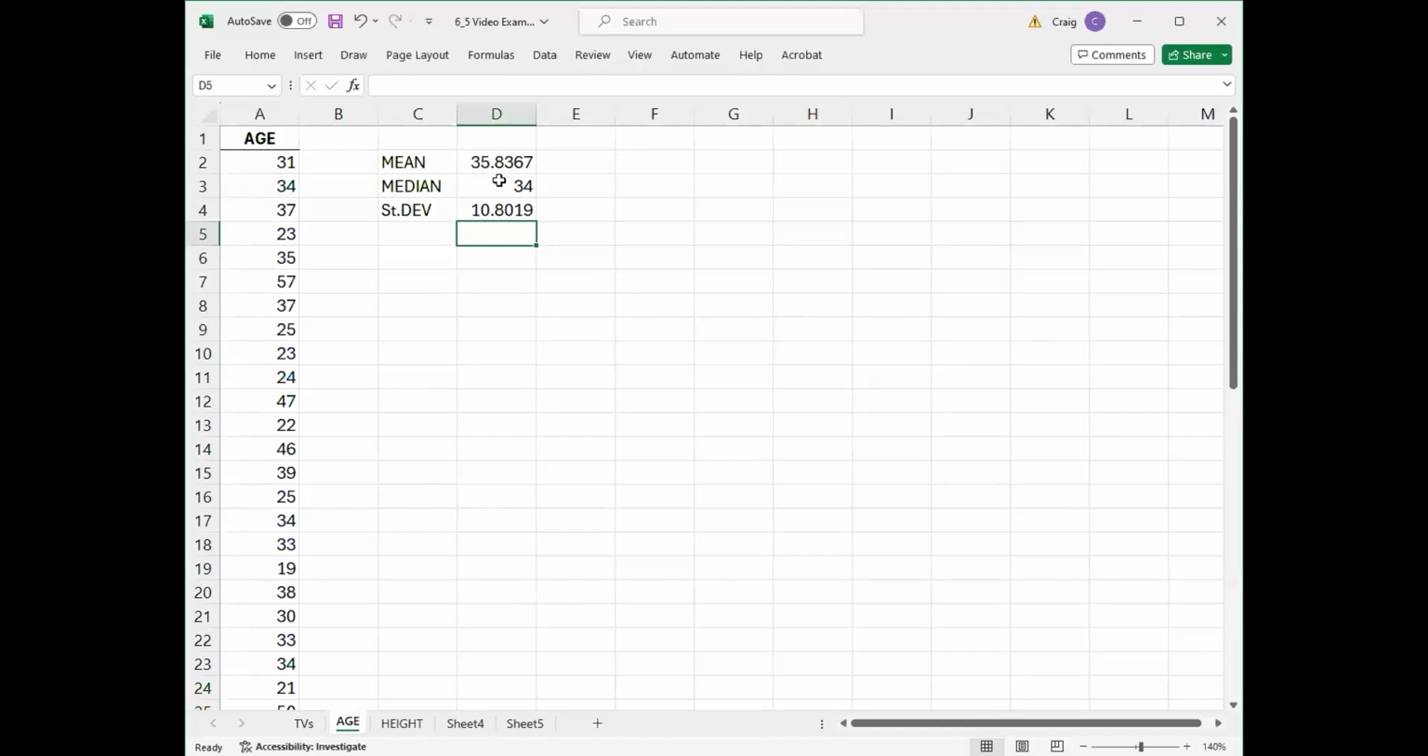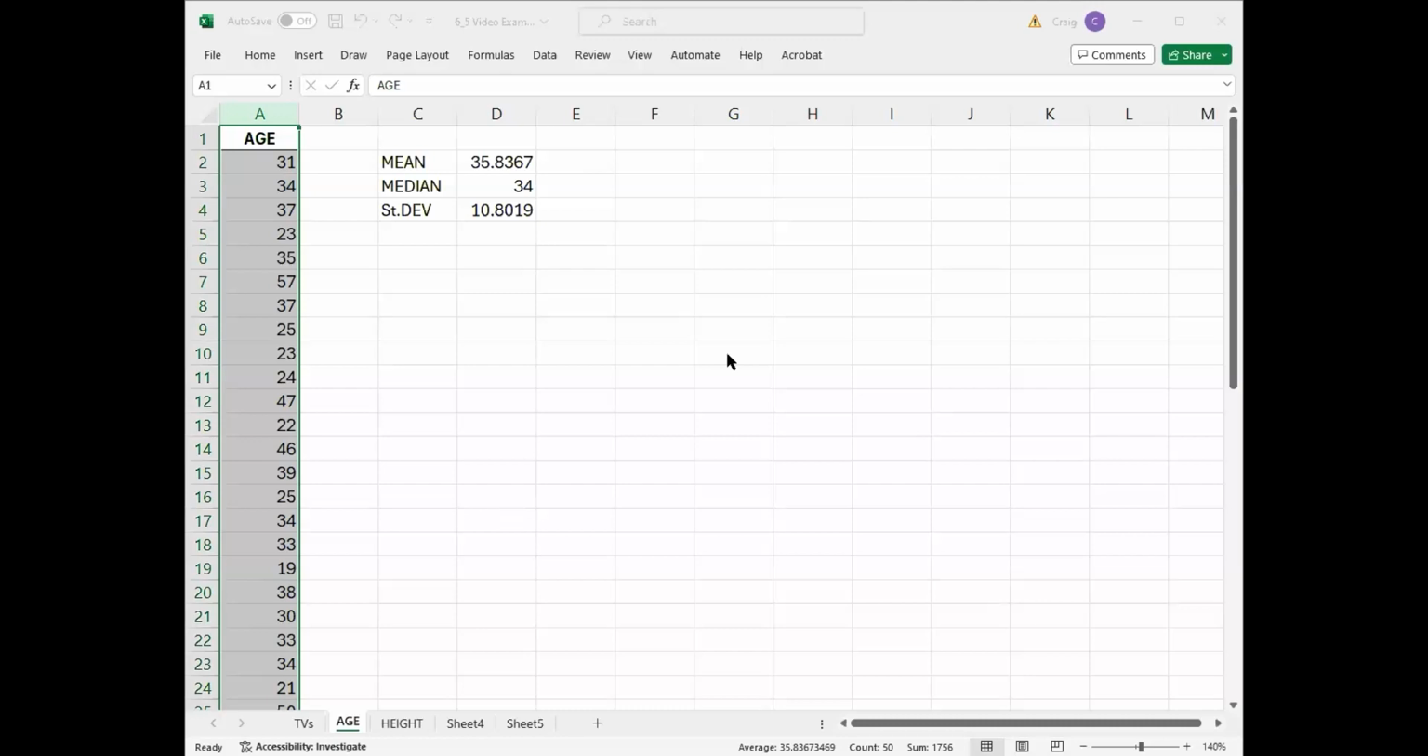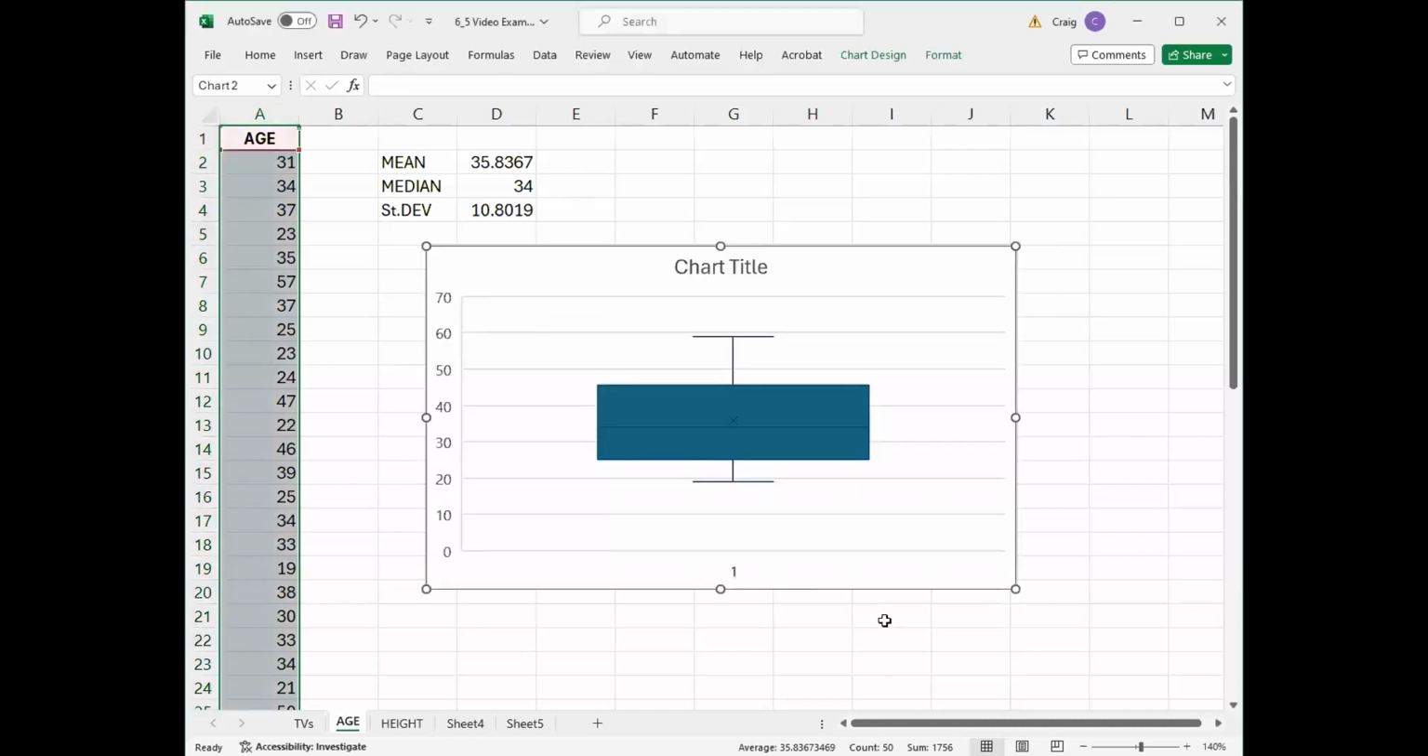And so rather than a histogram this time, I would make a box plot. So we're going to go to insert, then go to charts, box and whisker. Now we can adjust this just a little bit. Now we want the vertical axis because we want to change this one.